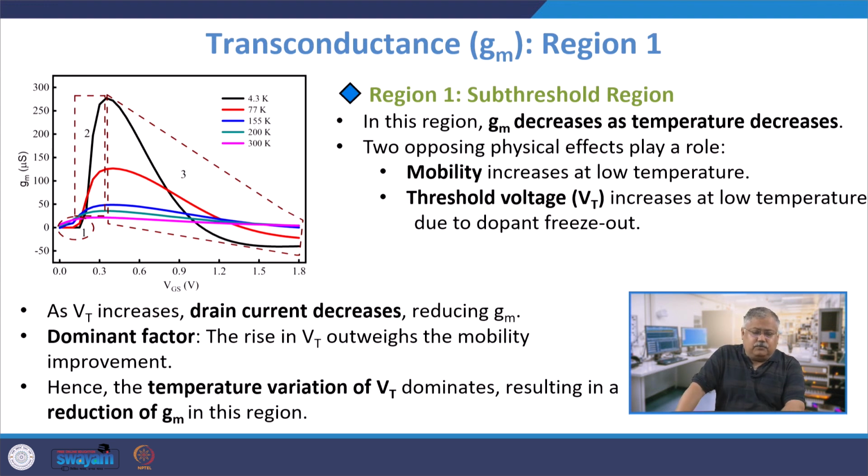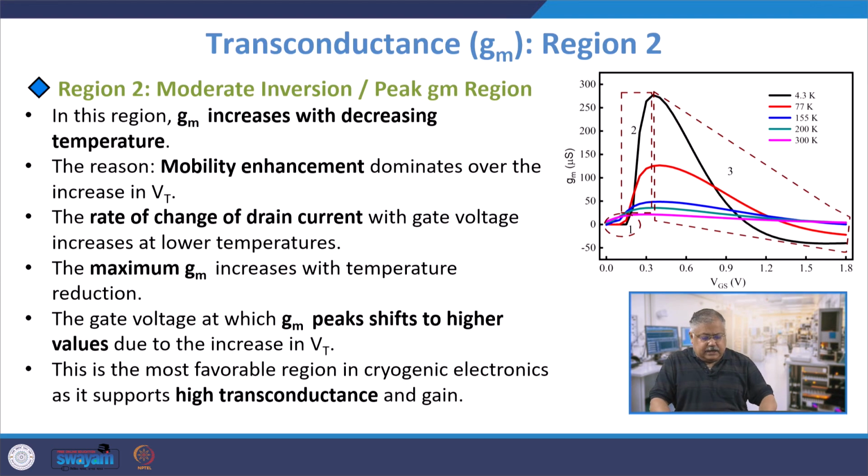So, in region 1, where your VGS is very small, almost in the subthreshold region of operation, almost near cutoff, the variation of threshold voltage takes over as compared to the increase in the value of mobility, and that results in such behavior in terms of transconductance. Let us look at transconductance in region 2.